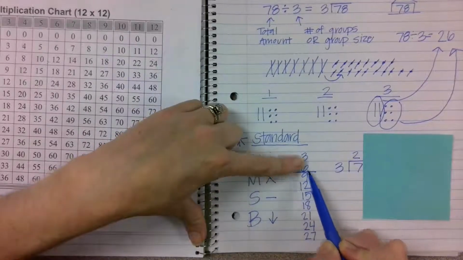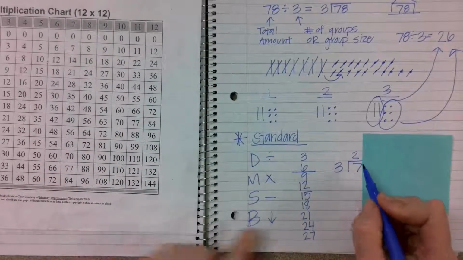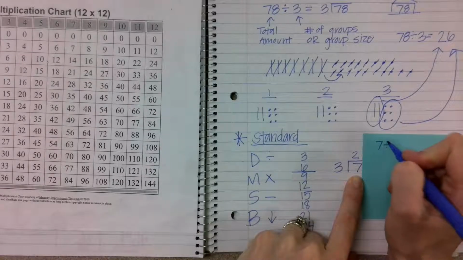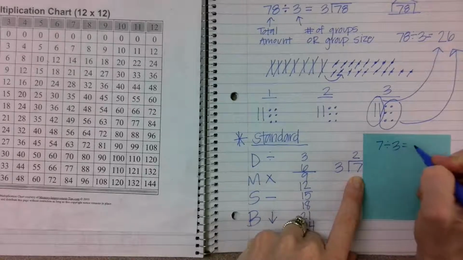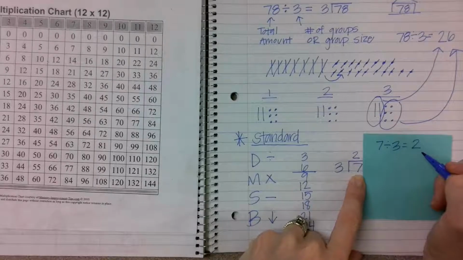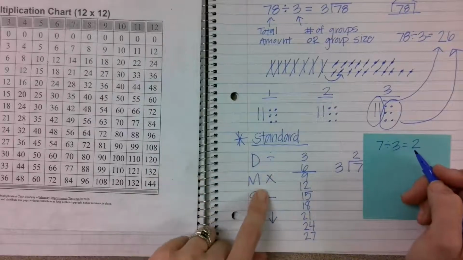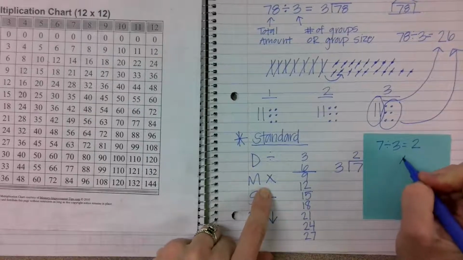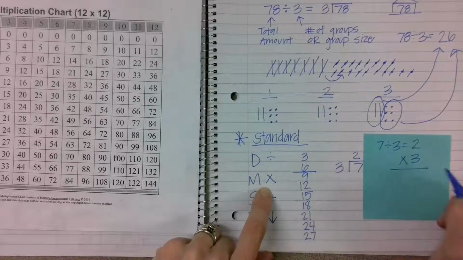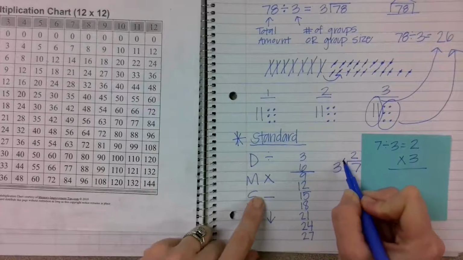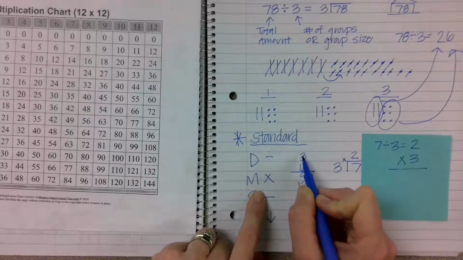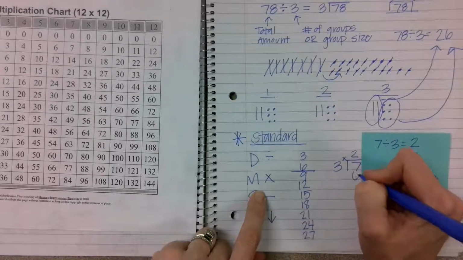So that's why I said 3 times 2. Now that I've divided 7 divided by 3, and I said 2, now I'm going to multiply. I'm going to say 2 times 3. So I'm multiplying my 2 to 3, and I know right here 3 times 2 is 6.